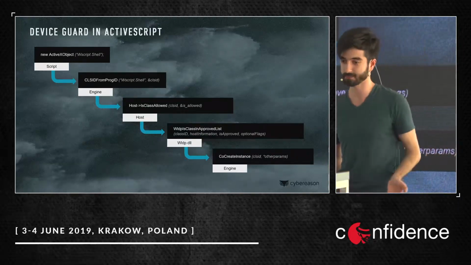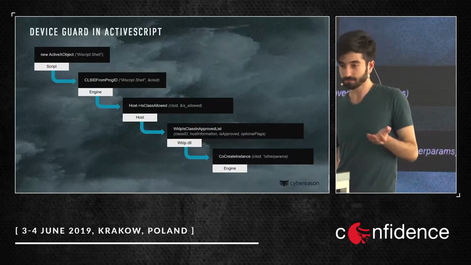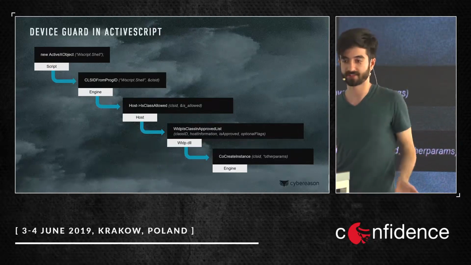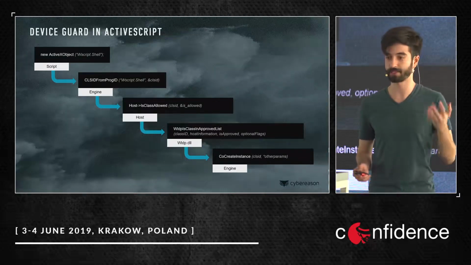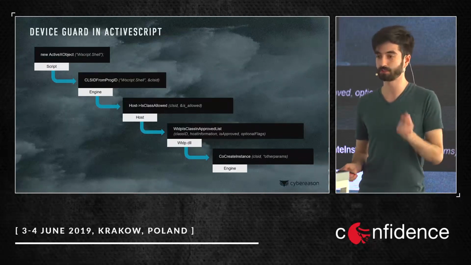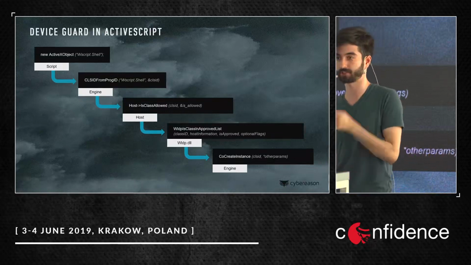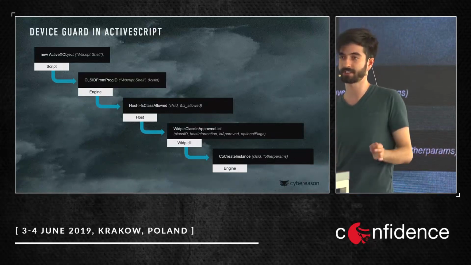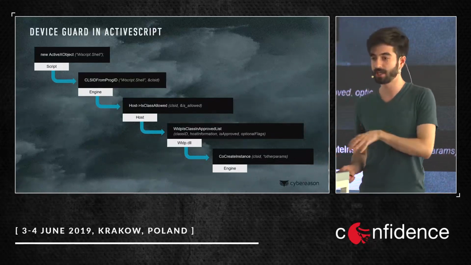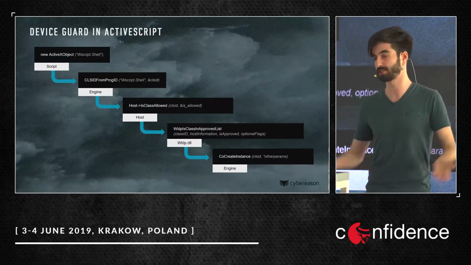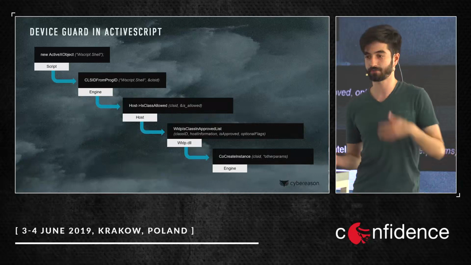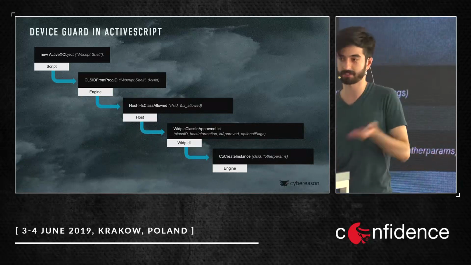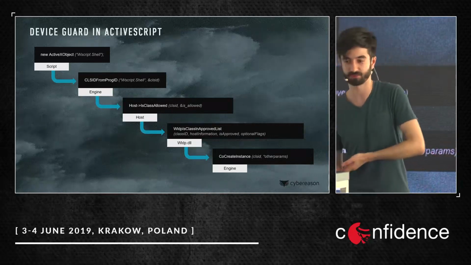Your script is done. Now, one way to bypass this is with what happens when scripting hosts don't have this IsClassAllowed function implemented. What happens is that the scripting engine defaults into, well, just allow the class to be created. So if I have a class that just doesn't implement it, that's it. I've subverted Device Guard.